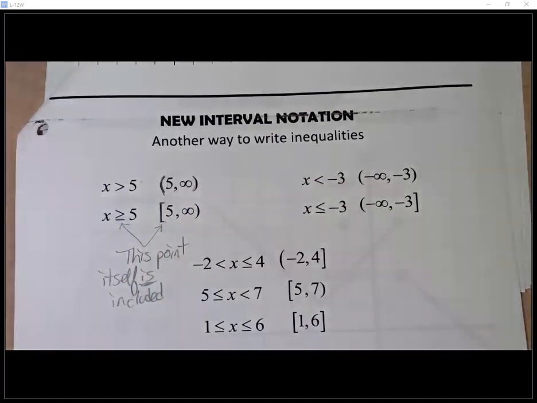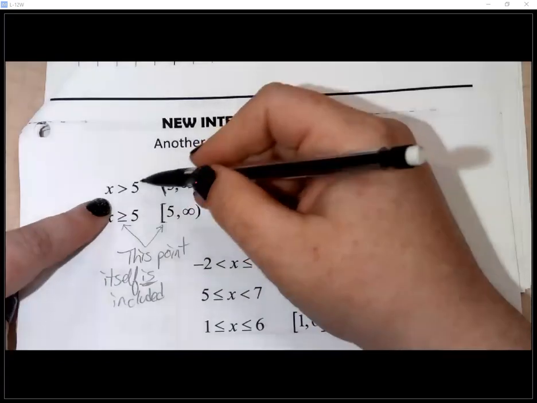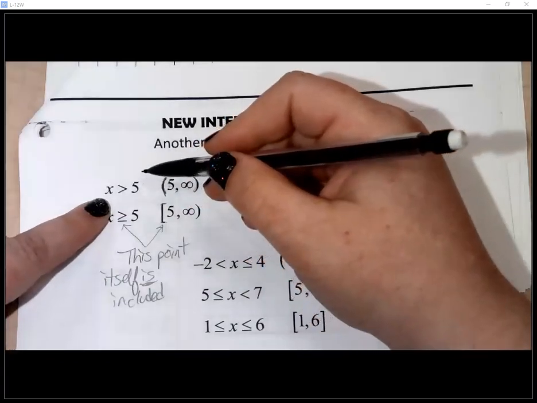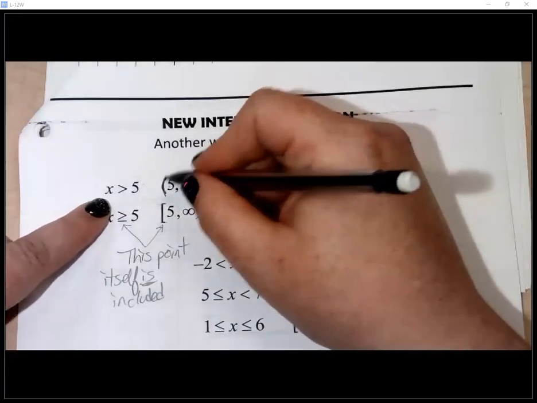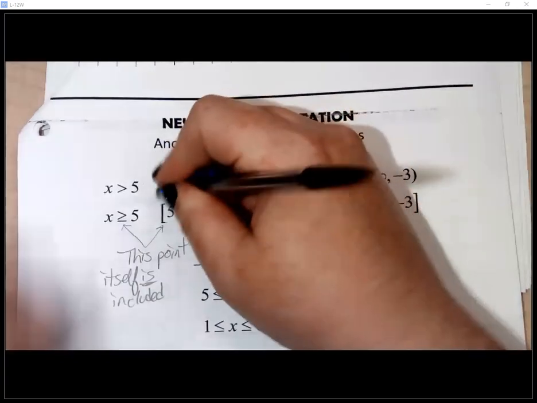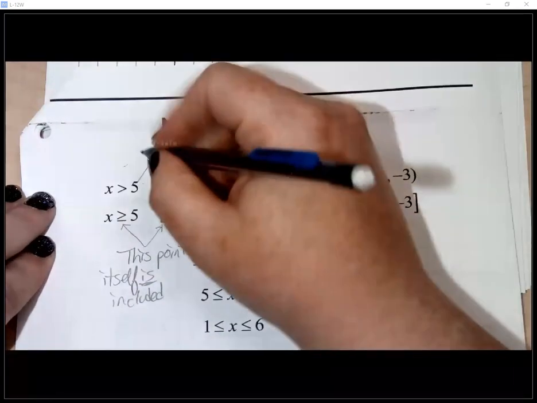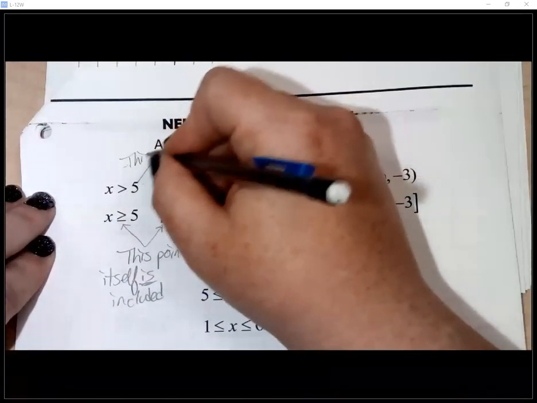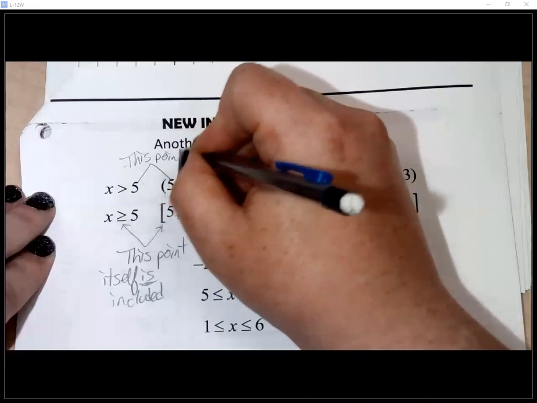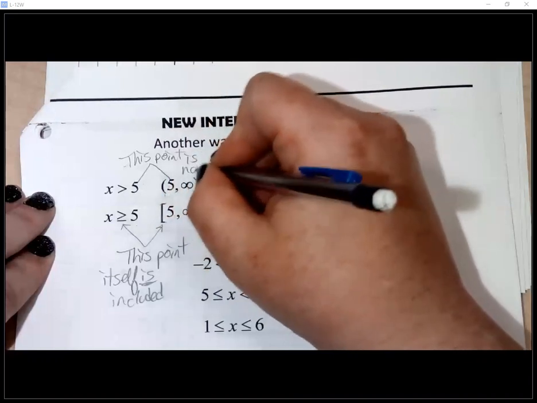So if I want to say x is greater than 5, I don't include 5 itself, right? So that's how I represent it in interval notation. I use the curved parenthesis, so 5 itself is not included. This point is not included.